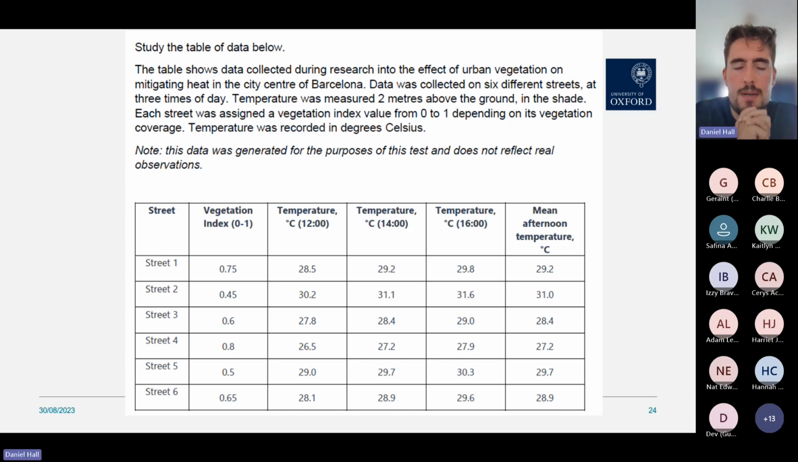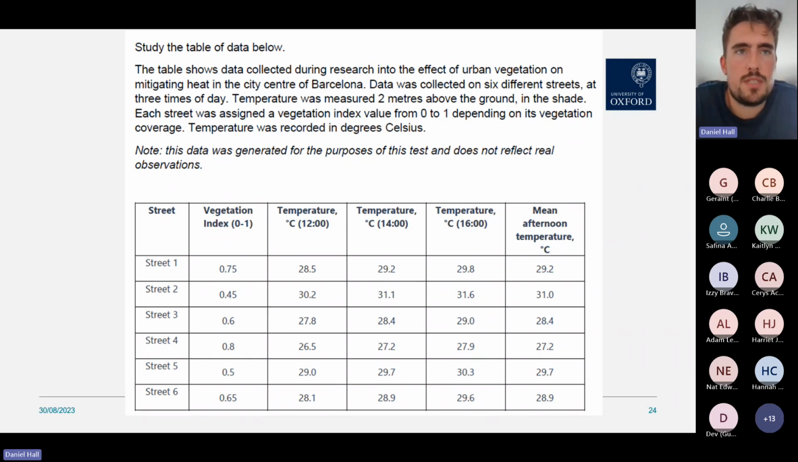So if you looked at the other specimen papers or the other subsection of this specimen paper, you'll notice that some of the figures we've taken from published sources, but this one is data that was generated for the purposes of this test. So you can see you've got this table of data. There's a paragraph of text just to explain what it is. So it's an investigation into the effect of urban vegetation on mitigating heat in the city centre of Barcelona.